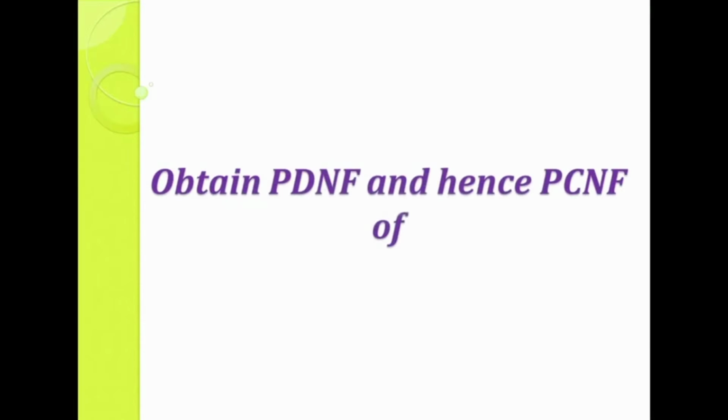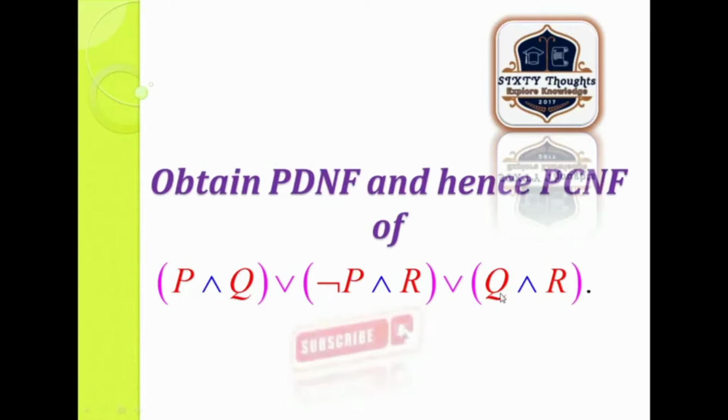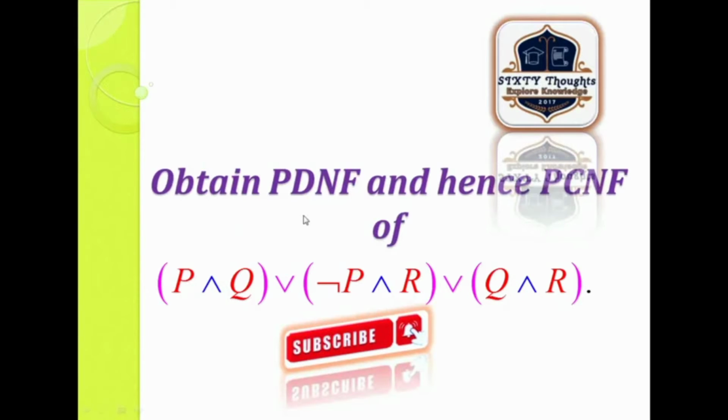Okay. Hello students. Today we discuss how to find the PDNF and PCNF of the given expression, which is (P and Q), (negation P and R), (Q and R). Before we find PDNF and PCNF without using a truth table, first we find the possible max terms and min terms of the given variables P, Q and R.